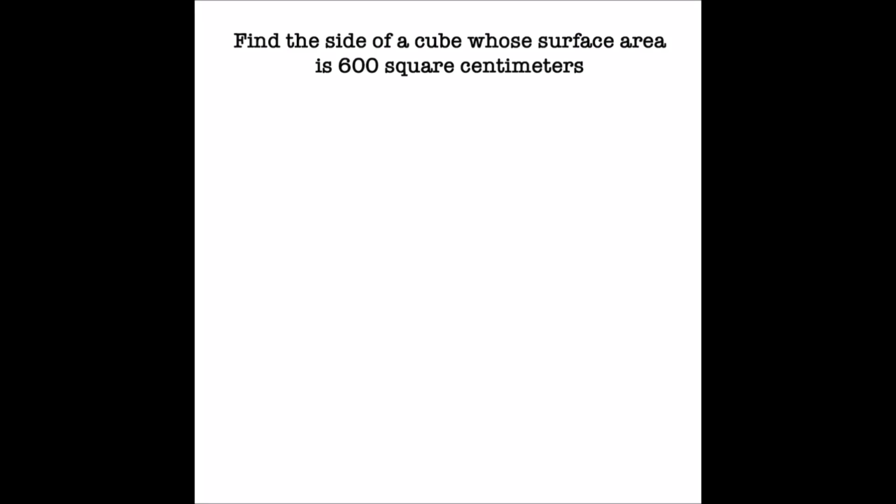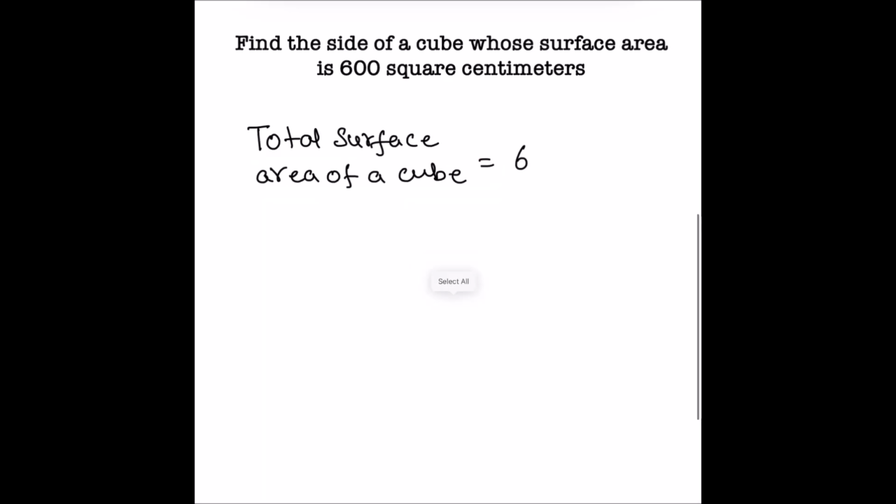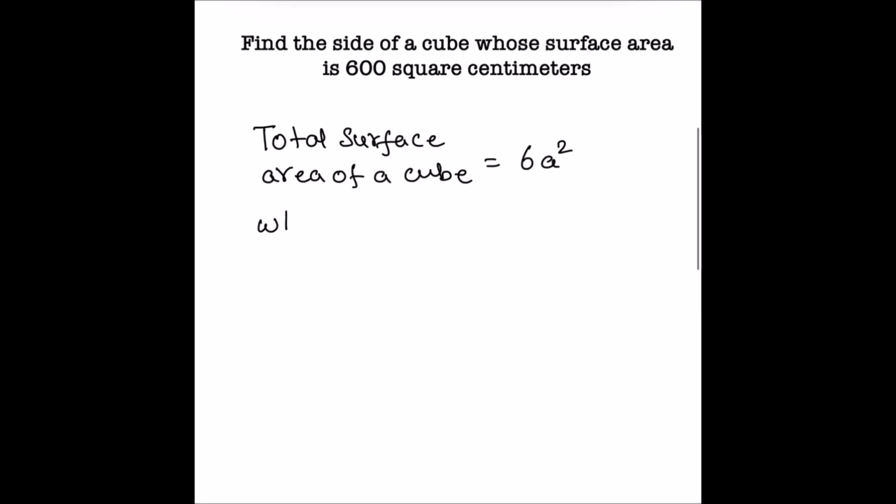Hello students, in this video we are going to learn how to find the side length of a cube whose surface area is given. Here we have a problem which says find the side of a cube whose surface area is 600 square centimeters. The total surface area of a cube is 6a², where a is the side of the cube or the side length of the cube which we are going to find out. So we will be using this formula to find the total surface area of the cube.